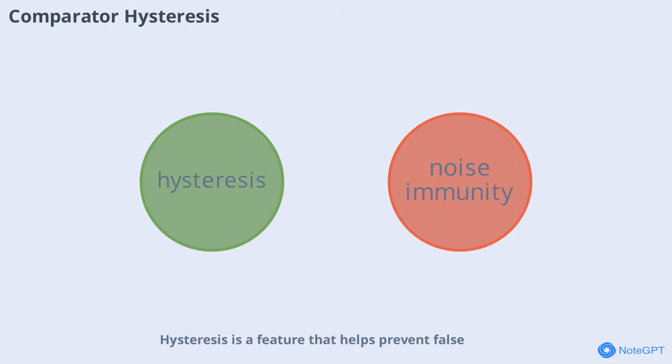Hysteresis is a feature that helps prevent false triggering in comparators due to small input fluctuations. By introducing a small difference between the switching thresholds, hysteresis ensures stable output even when the input signal is noisy. This is especially useful in applications where precise and reliable comparison is required.